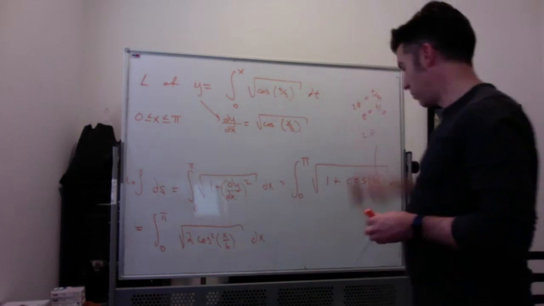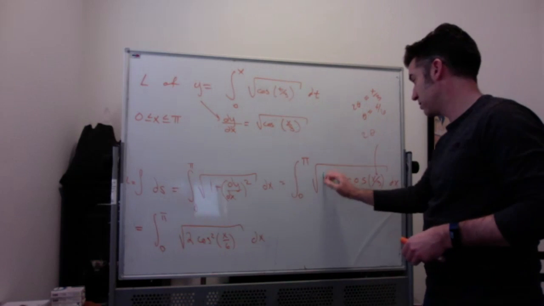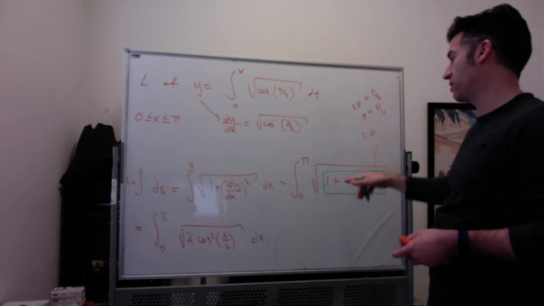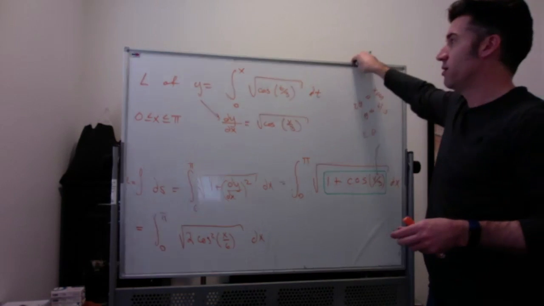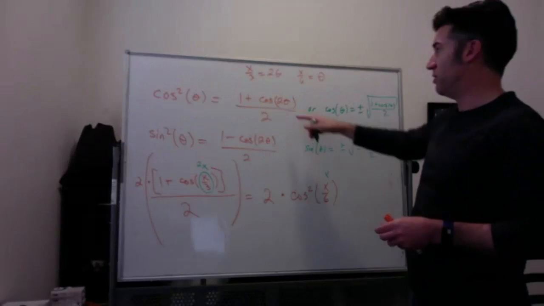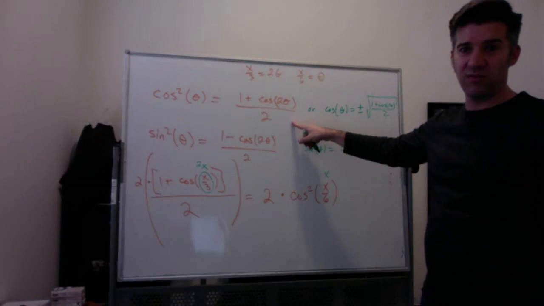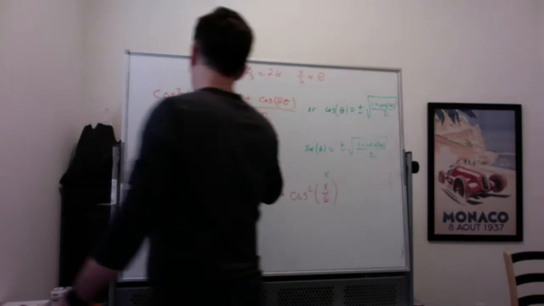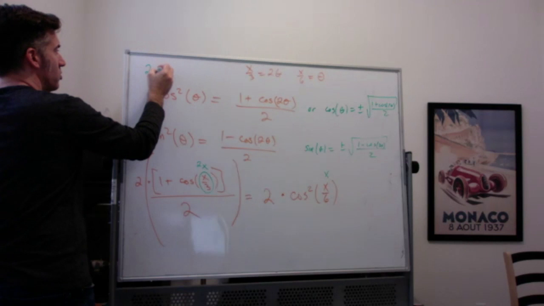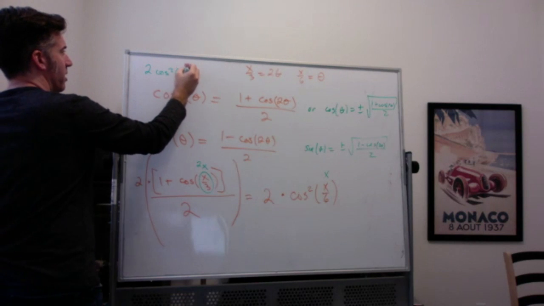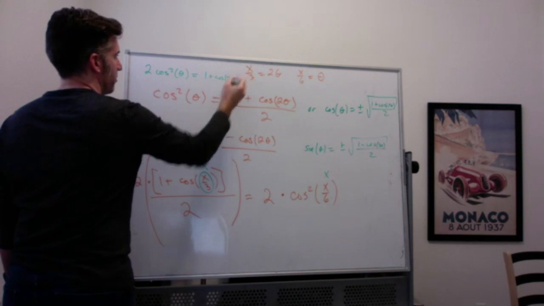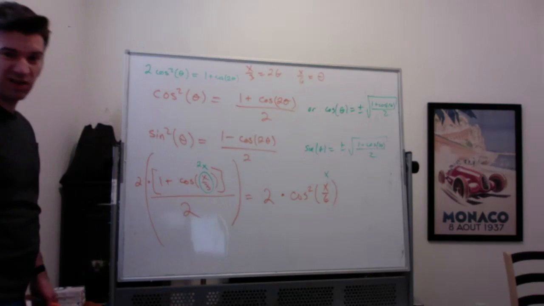Yes. So I'm trying to get 1 plus cosine of 2 theta, or this is what I have, I should say. You know what I could have done, which might have made it a little bit easier to see? I could have multiplied both sides of this by 2. I could have said, hey, 2 cosine squared of theta is equal to 1 plus cosine of 2 theta. I could have done it that way.